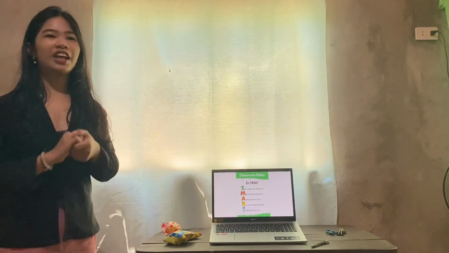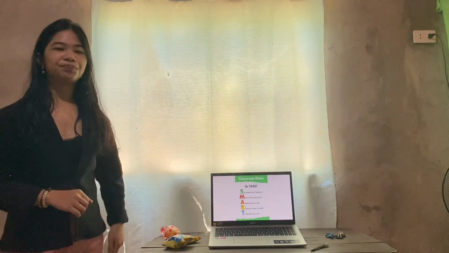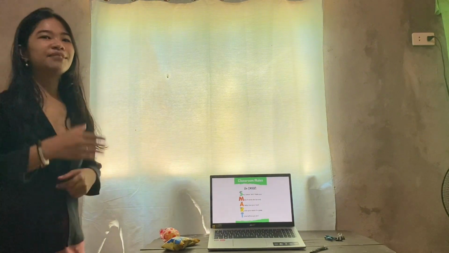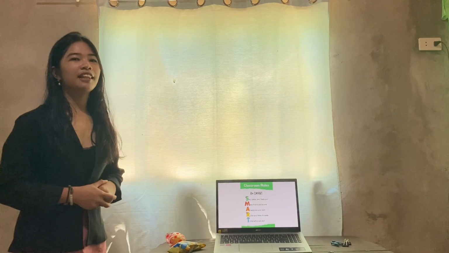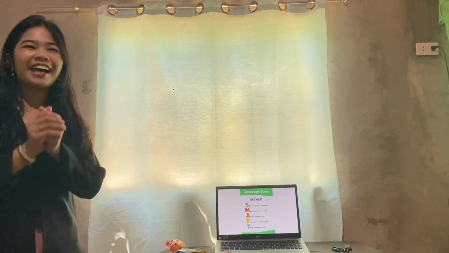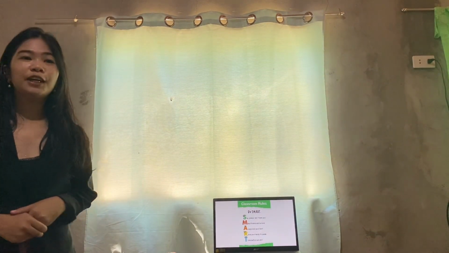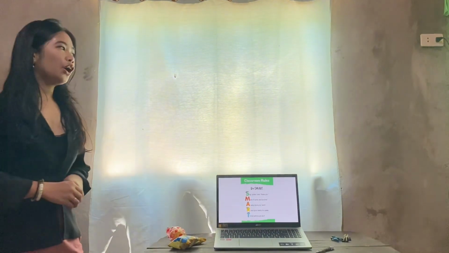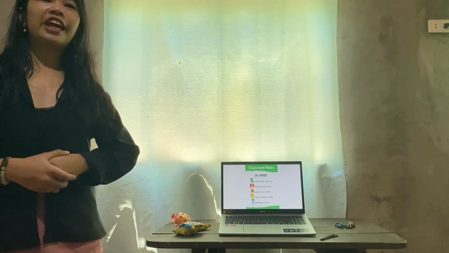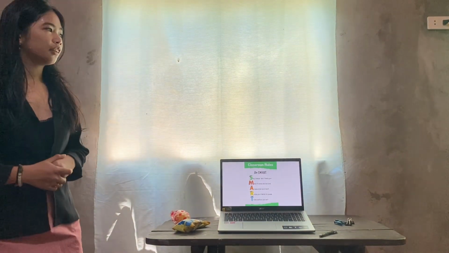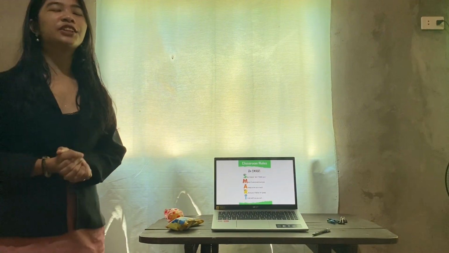And how about triangular prism? Who can draw a triangular prism here? Yes, Smile? Very good, Smile! Let's give a hand to Smile! And how about the cube? Who can draw a cube shape here on the board? Yes, RJ? Great job, RJ! Let's clap our hands to RJ!